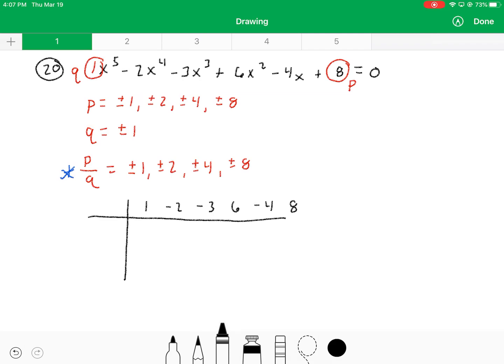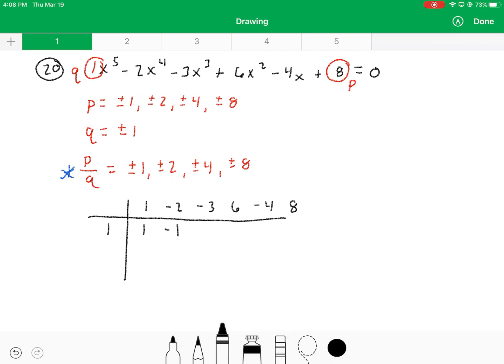And then the value that I will be testing from my list of the p over q's, that's going to go over in the left-hand column. So the first number I'm going to test is a 1. So we begin the synthetic substitution. I bring the first 1, the first coefficient, down. I multiply that by the number that's in the left column. So 1 times 1 is 1. And then I add that to negative 2. The result gives me negative 1.